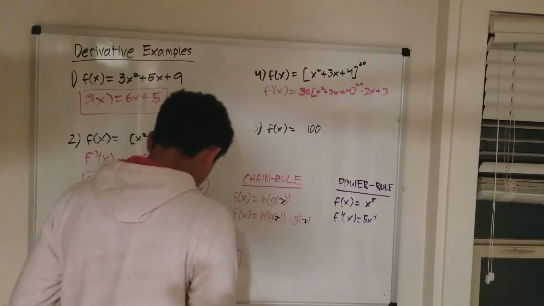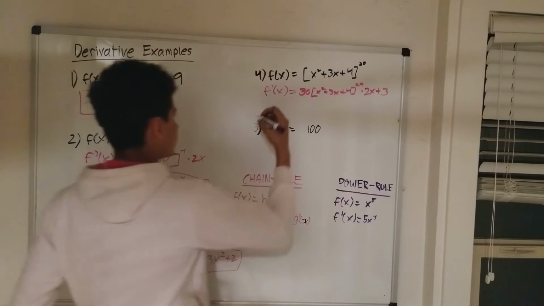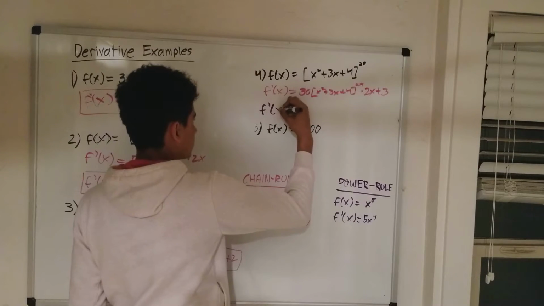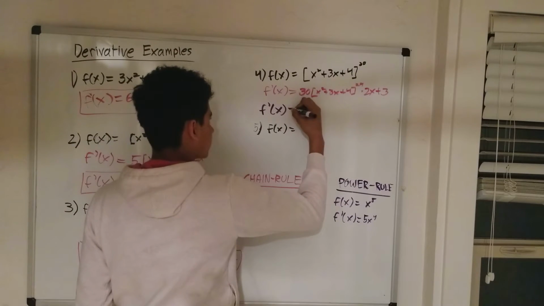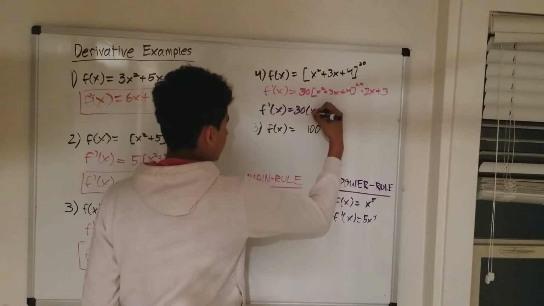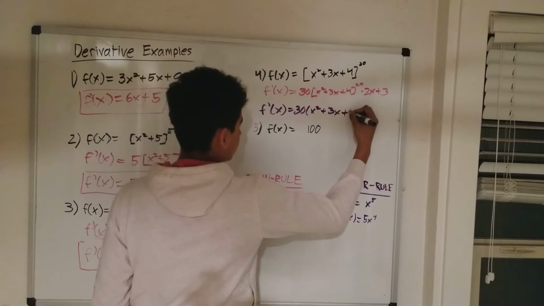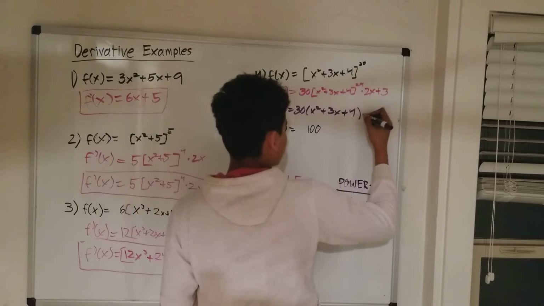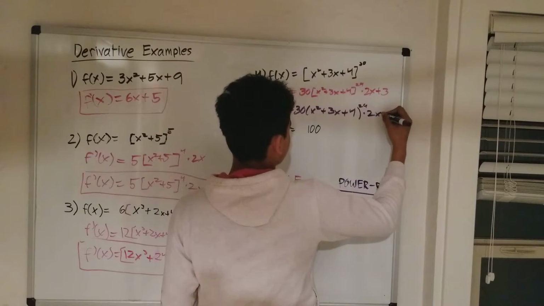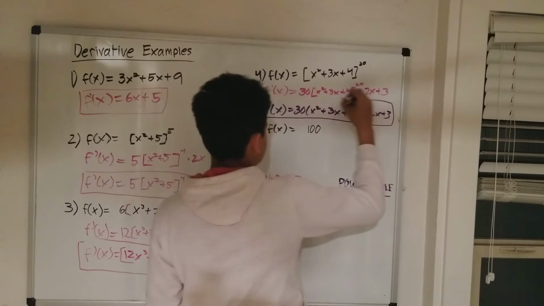And that is simply said what the derivative of this is going to be equal to. And why don't we change the color a little bit here so it's much bolder. F prime of x, and I need more space. So 30 times x squared plus 3x plus 4 to the power of 29 times 2x plus 3. That is the derivative of that.